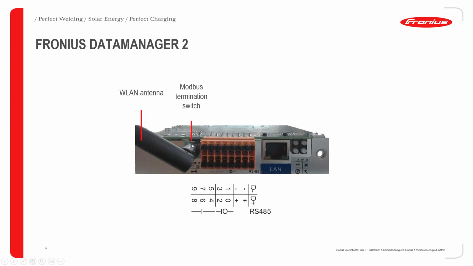I just want to further elaborate on the Modbus termination switch. This switch is found directly on top of the antenna. If the switch is in the on position, it means that you are activating the 120 ohm resistor. If it's in the off position, it means that your 120 ohm resistor is deactivated. Please make sure for any Modbus RTU communication, you need to have a 120 ohm resistor at the beginning of the loop and a 120 ohm resistor at the end of the loop.